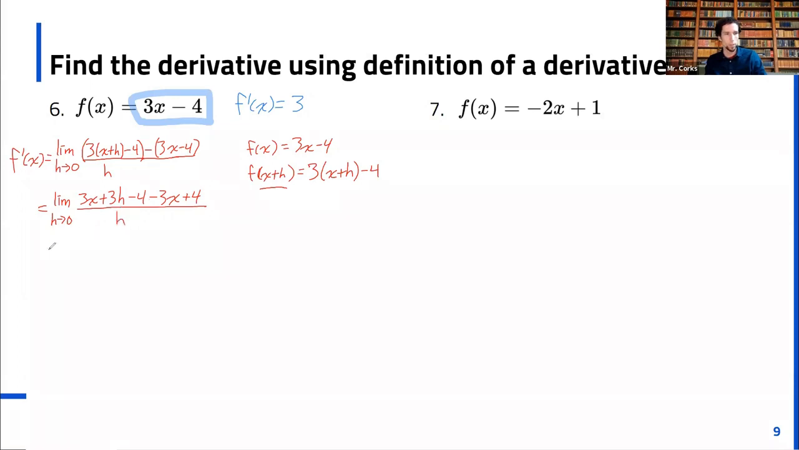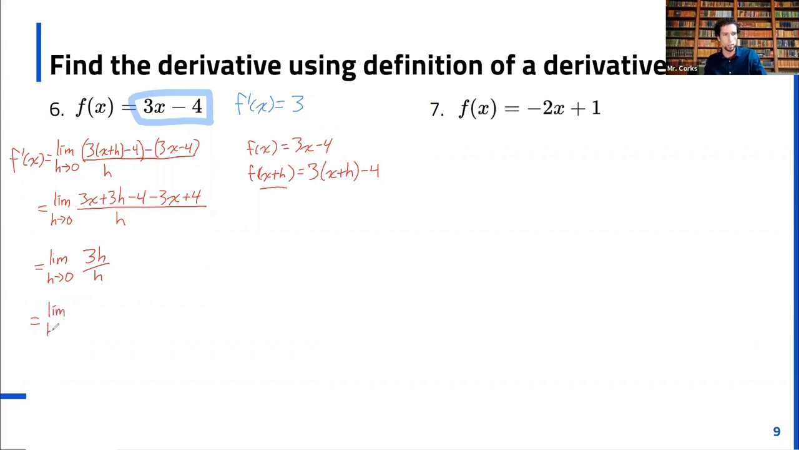And this one is pretty easy here. So now we can see lots of things are going to eliminate. We have 3x minus 3x. Those are both gone. We have a negative 4, a positive 4. Those are both gone. And we're left with just 3h over h. Okay, what's our next step for eliminating? h will go with the h. So h divided by h, those just cancel each other out.